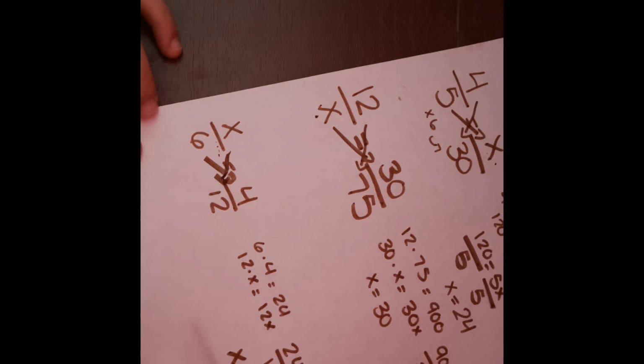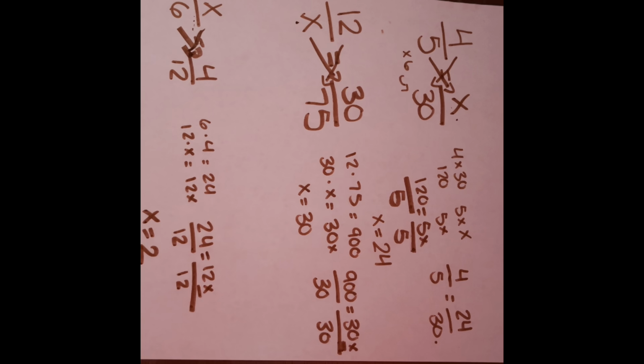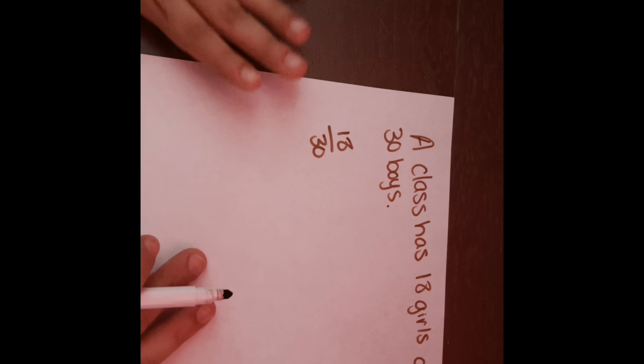So as you can see, this is just basic problems, basic solutions on just simple problems. Now we are going to go into a little harder problem, and that is this proportion right here. We are going to solve it and figure it out together. So here it says a class has 18 girls and 30 boys. So that ratio would be 18 over 30. We can find out how many girls and boys there are with this ratio right here.